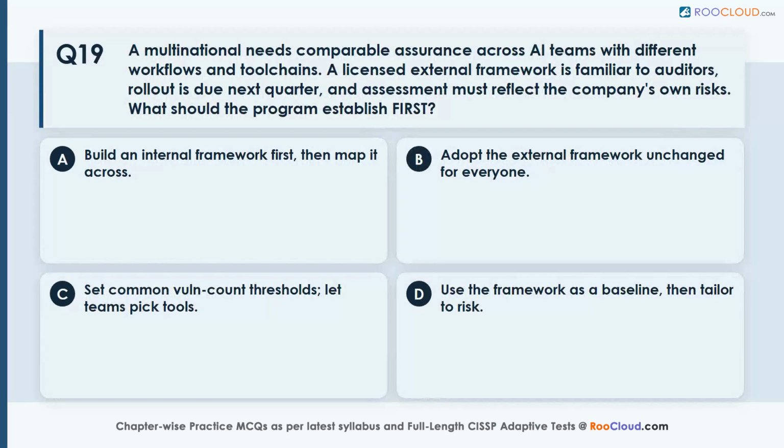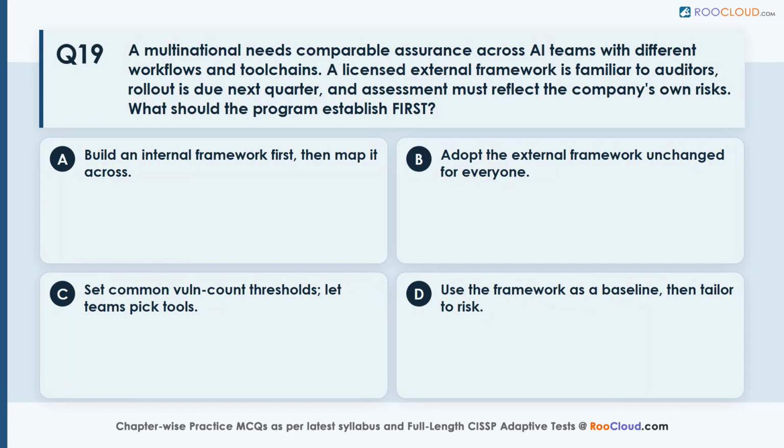Question 19. The requirement pulls 2 ways. You need comparable assurance across very different teams, and the assessment must reflect the company's own risks. A framework the auditors already know is sitting right there. Option A builds an internal framework from scratch first. That throws away the head start and misses the deadline.